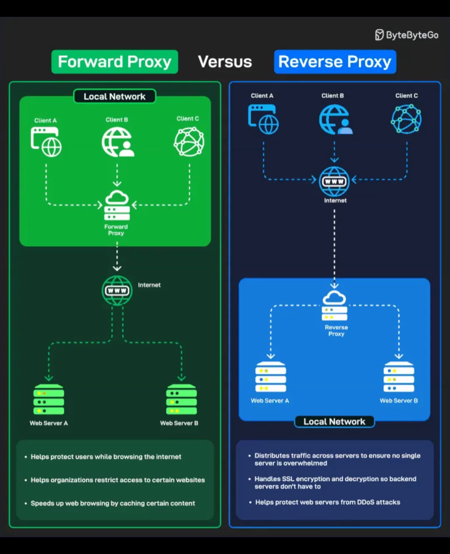It's positioned between the internet and a group of web servers inside a local network. When a user tries to access a service, they actually reach the reverse proxy first. The proxy then decides which back-end server should handle the request.